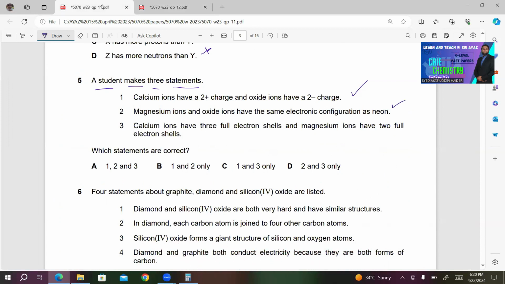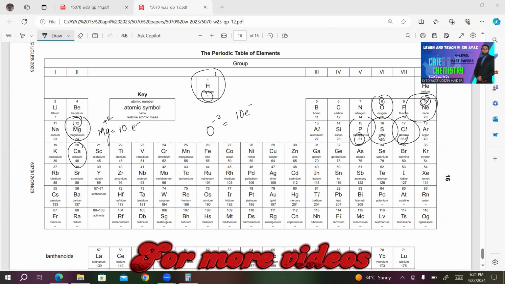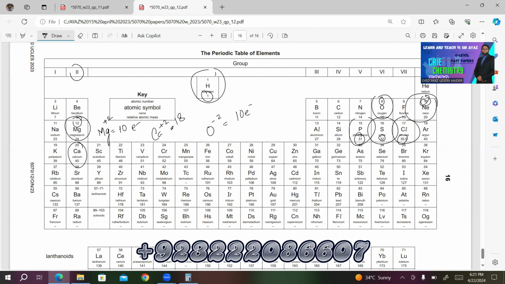3. Calcium ions have 3 full electron shells and magnesium ions have 2 full electron shells. Calcium ion, where is calcium? It's in the 4th period and it's in group 2. So it will also lose 2 electrons like magnesium and then it will be left with 18 electrons instead of 20.